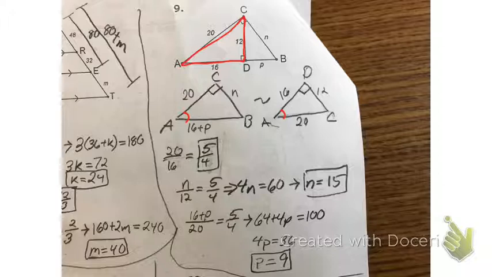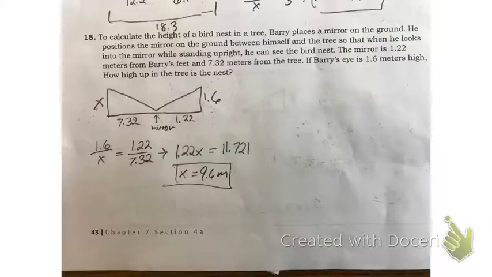Number 15. So number 15 is calculating the height of a bird's nest in a tree. Barry places a mirror on the ground, so I put a mirror on the ground. He's looking down at this mirror that's bouncing back up to the tree. He positions the mirror on the ground between himself and the tree so that he looks into the mirror while standing upright. He can see the bird's nest.